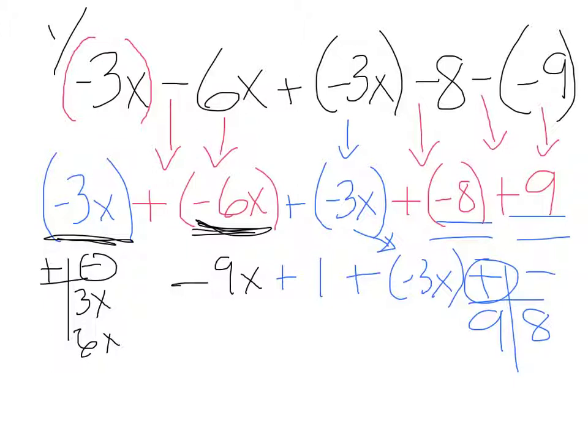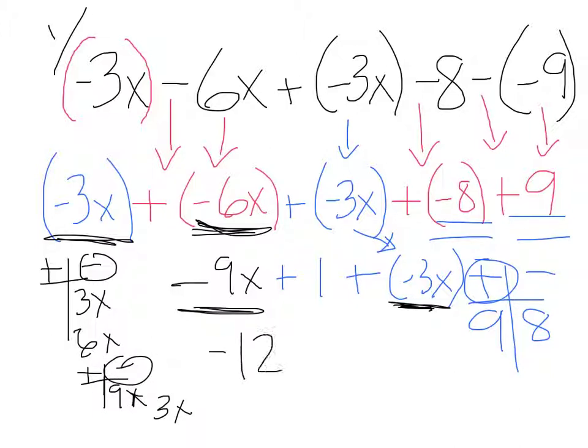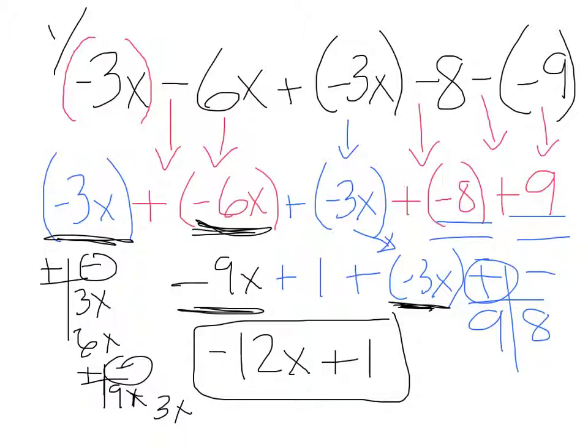Now I could still combine like terms, correct? I could combine negative 9x and then adding a negative 3x, and I'll go ahead and do it here. Negative 9x, negative 3x, so that answer is negative 12x plus 1. That's your answer. There you go. Negative 12x plus 1. That is your answer for number 1.